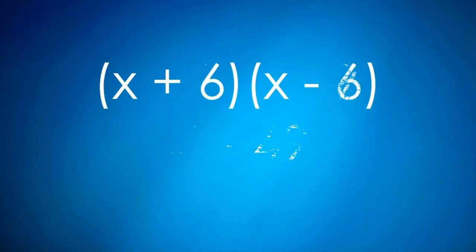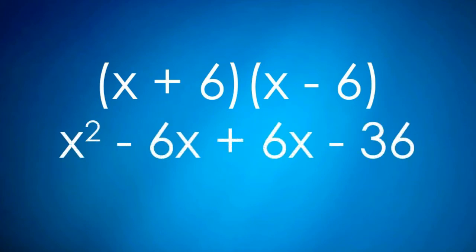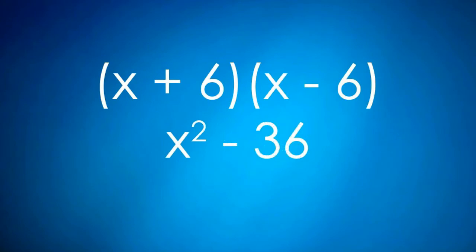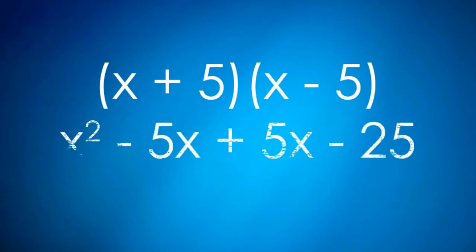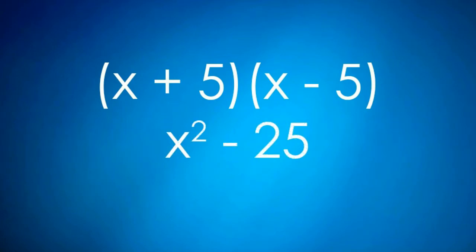to 0. Consider quantity x plus 6 times quantity x minus 6. This equation will be equal to x squared minus 6x plus 6x minus 36 when we use the FOIL method. Combining similar terms, this equation will be equal to x squared minus 36 since negative 6x plus 6x is equal to 0. Consider quantity x plus 5 times quantity x minus 5. This equation will be equal to x squared minus 5x plus 5x minus 25 when we use the FOIL method. Combining similar terms, this equation will be equal to x squared minus 25 since negative 5x plus 5x is equal to 0.